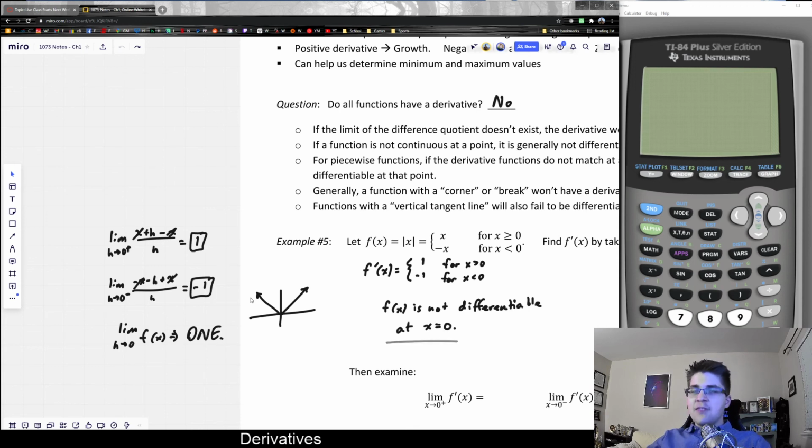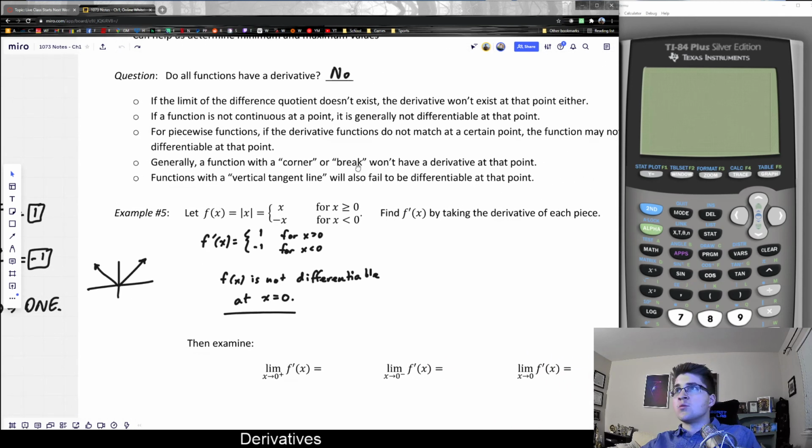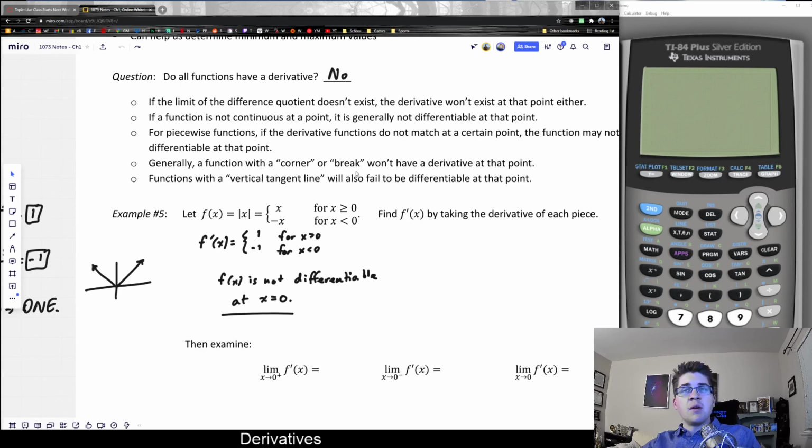What I recommend, if you're looking for where a function is not differentiable, is that it will usually happen at points where the domain does not exist, or in a piecewise function where we have a switch in domain. There are some other cases that are a little bit more rare. We will look at those when we visit them later.